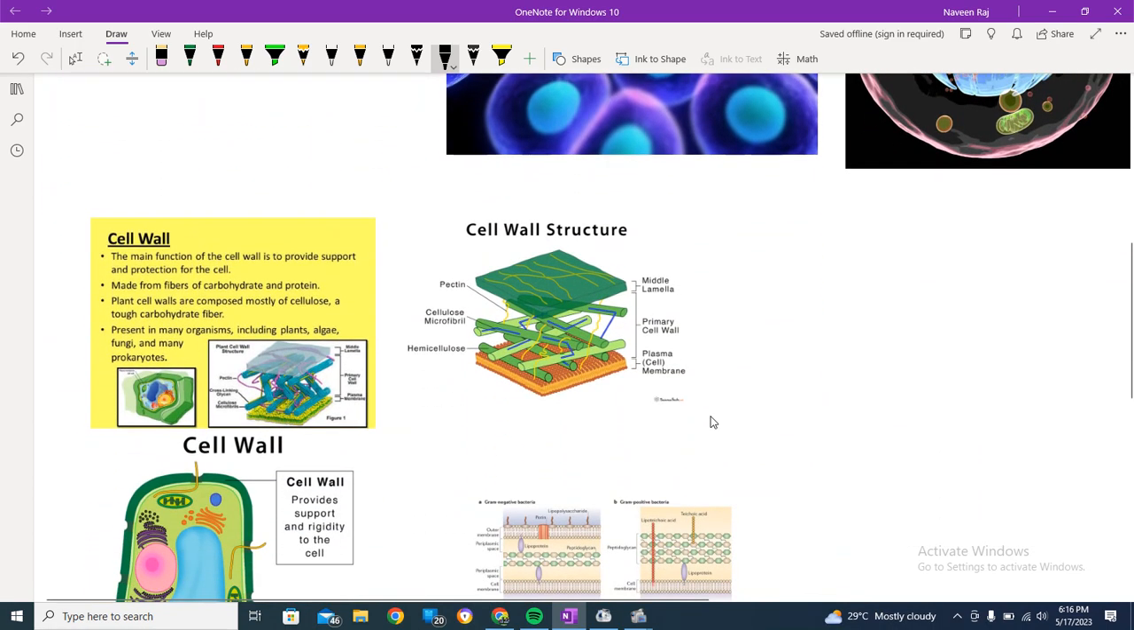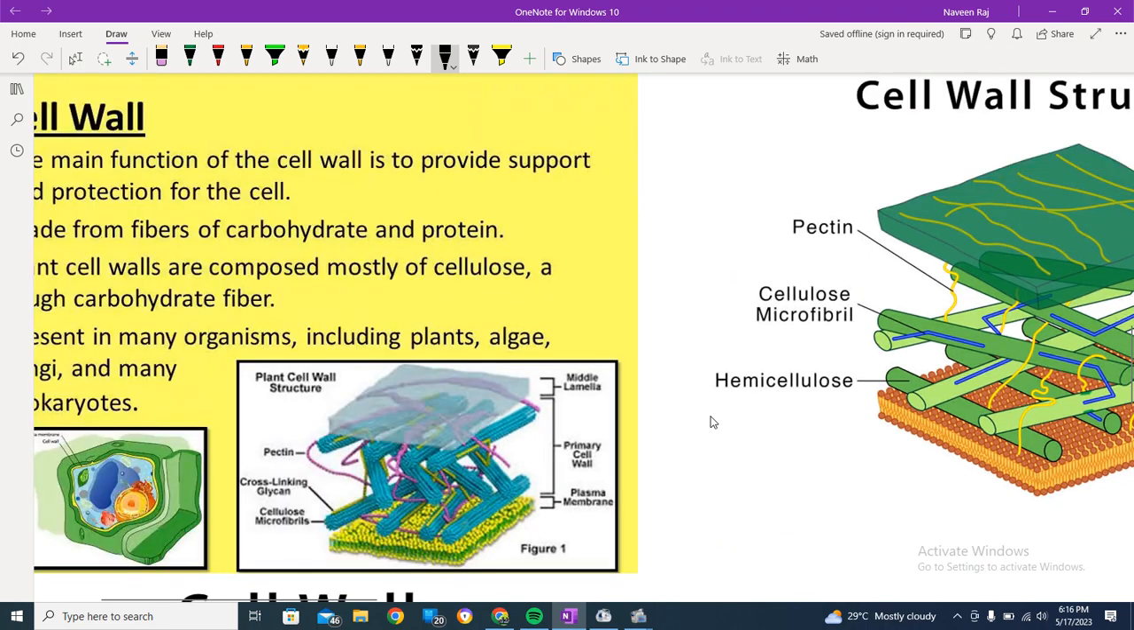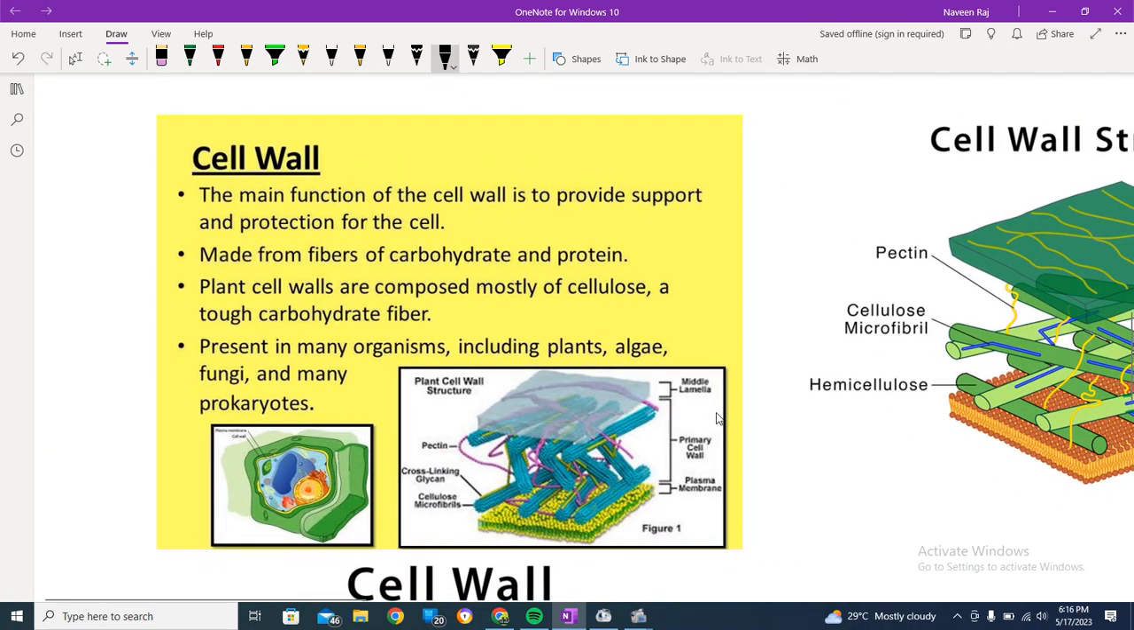And let's move to today's main topic, that is the cell wall. Cell wall again may differ from organism to organism. So yes, let's begin. Let's look into the main function of the cell wall. The term indicates that this is the wall of the cell. So of course it is providing support and protection to the cell, and it is made from fibers of carbohydrate and proteins. This is the general composition, while the cell wall composition may differ from organism to organism as well, which we are probably going to discuss in today's or upcoming videos.